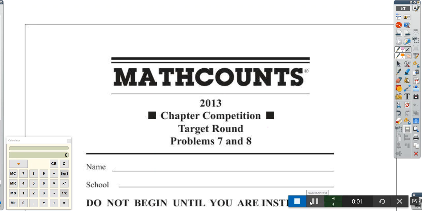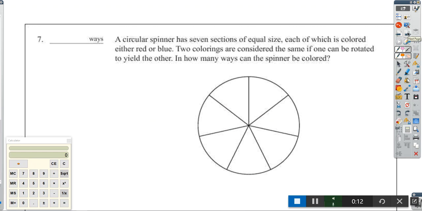All right, so we're going to take a look at Chapter Round Target 2013, 7 and 8. The dreaded 7 and 8. All right, so a circular spinner has 7 sections of equal size, each of which is colored either blue or red. The 2 colorings are considered the same if one can be rotated to yield the other, and that makes sense. In how many ways can the spinner be colored? Oh boy, this sounds like fun.